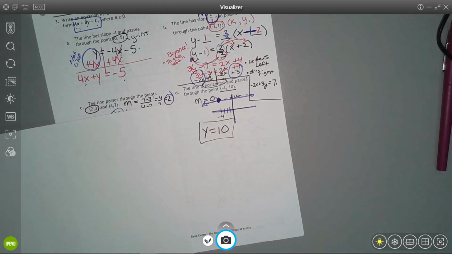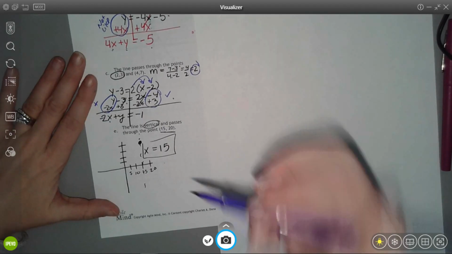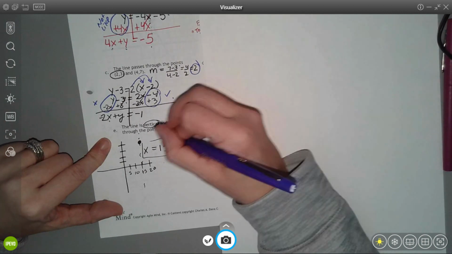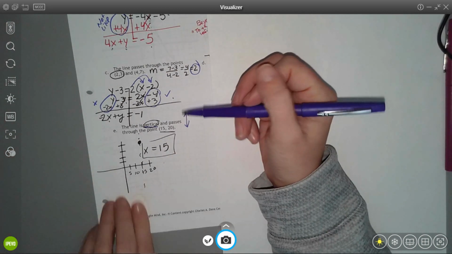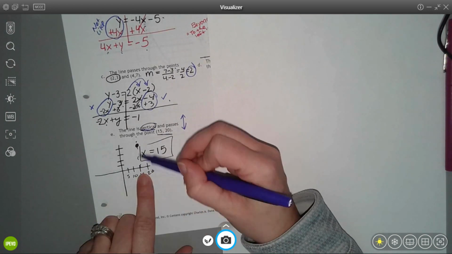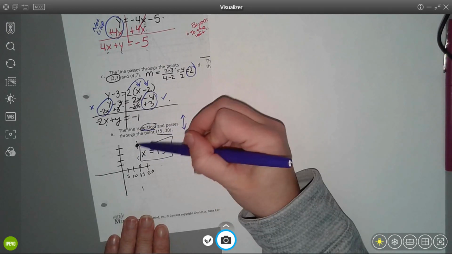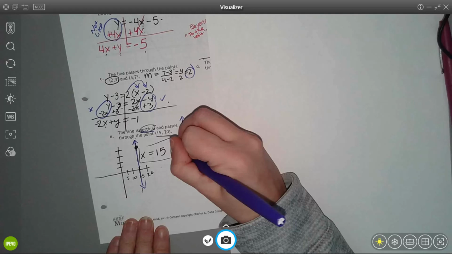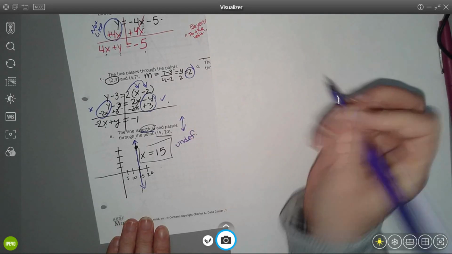And down here, guys, this one goes the other way. The line is vertical, meaning that it is straight up and down. It passes through the point 15, 20. Again, guys, I just kind of made up my point here, over 15, up 20. And again, they said a vertical line. This is an undefined line, undefined. And how we write that is just x equals a number.